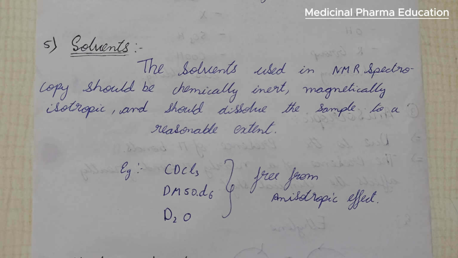If an electronegative atom is present, it causes deshielding. If an electropositive atom is present, then shielding occurs. So the selection of solvent is also very important, and it directly affects the chemical shift.